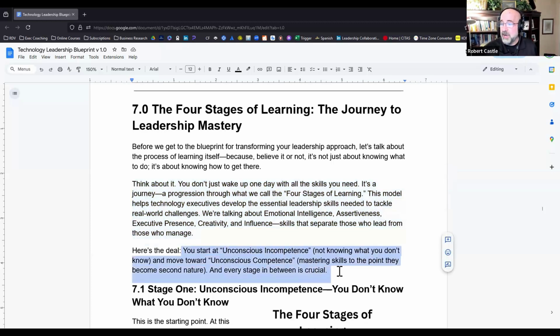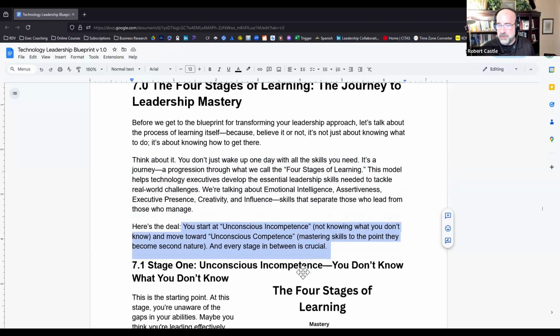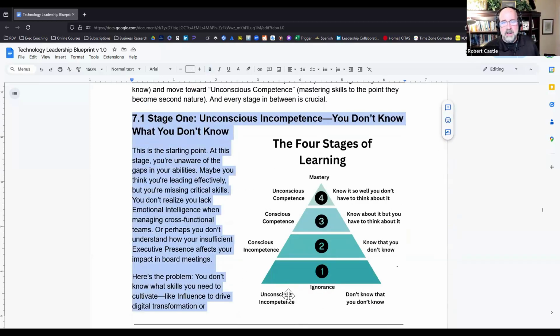You start at unconscious incompetence, what you don't know, and you move towards unconscious competence, mastering skills to the point where they become second nature. And every stage in between is crucial. Let's cover the 4 stages of learning.